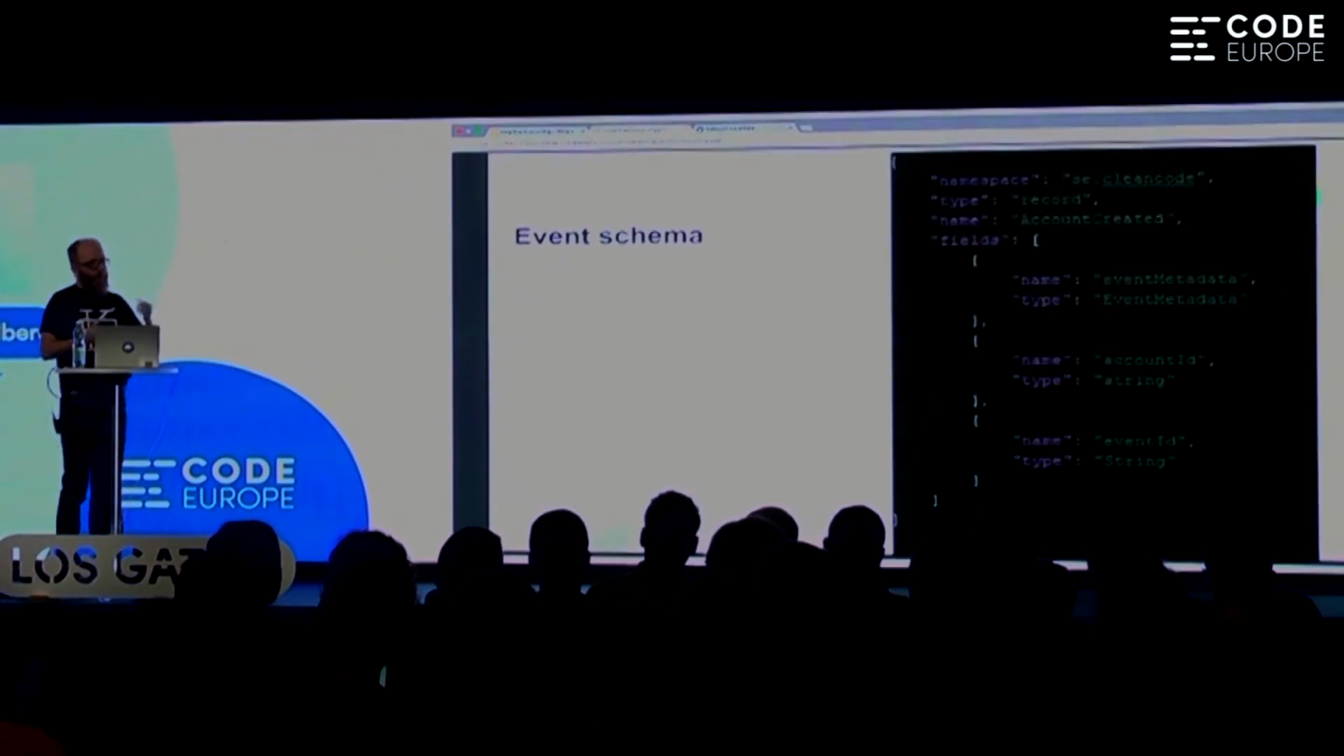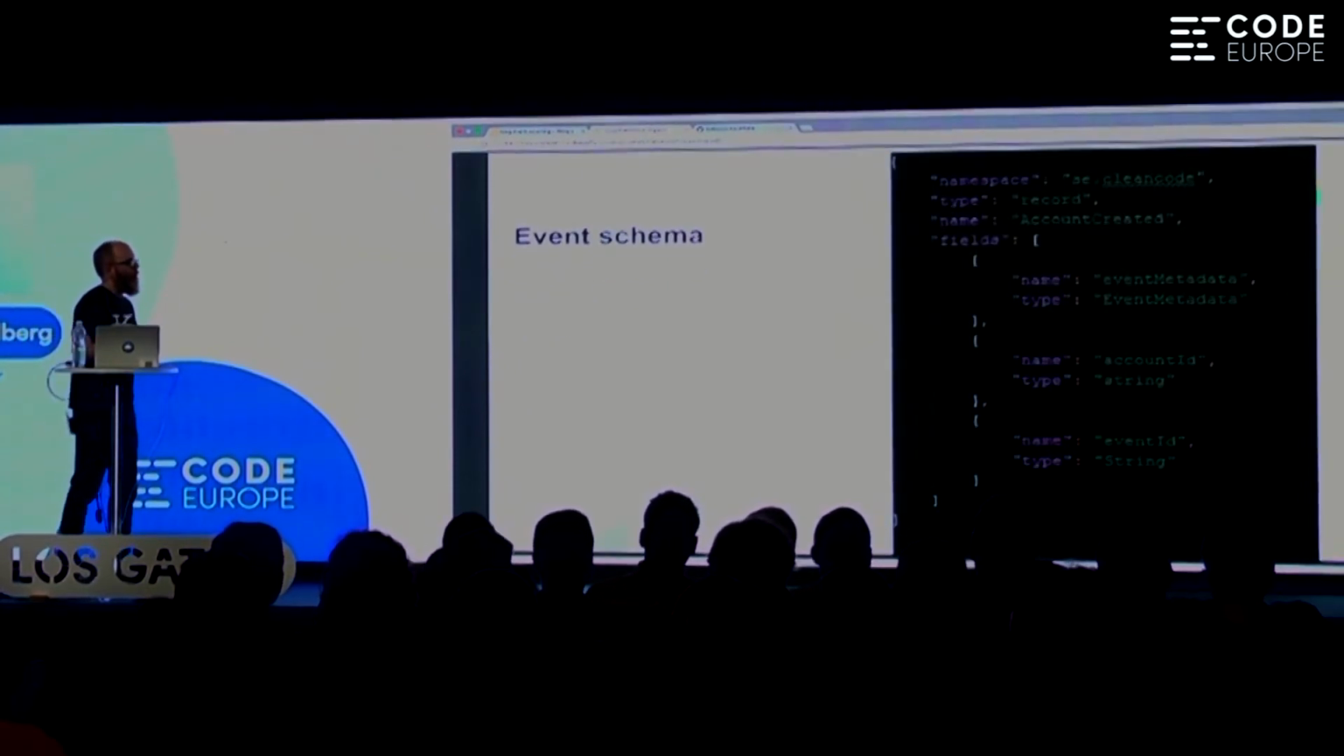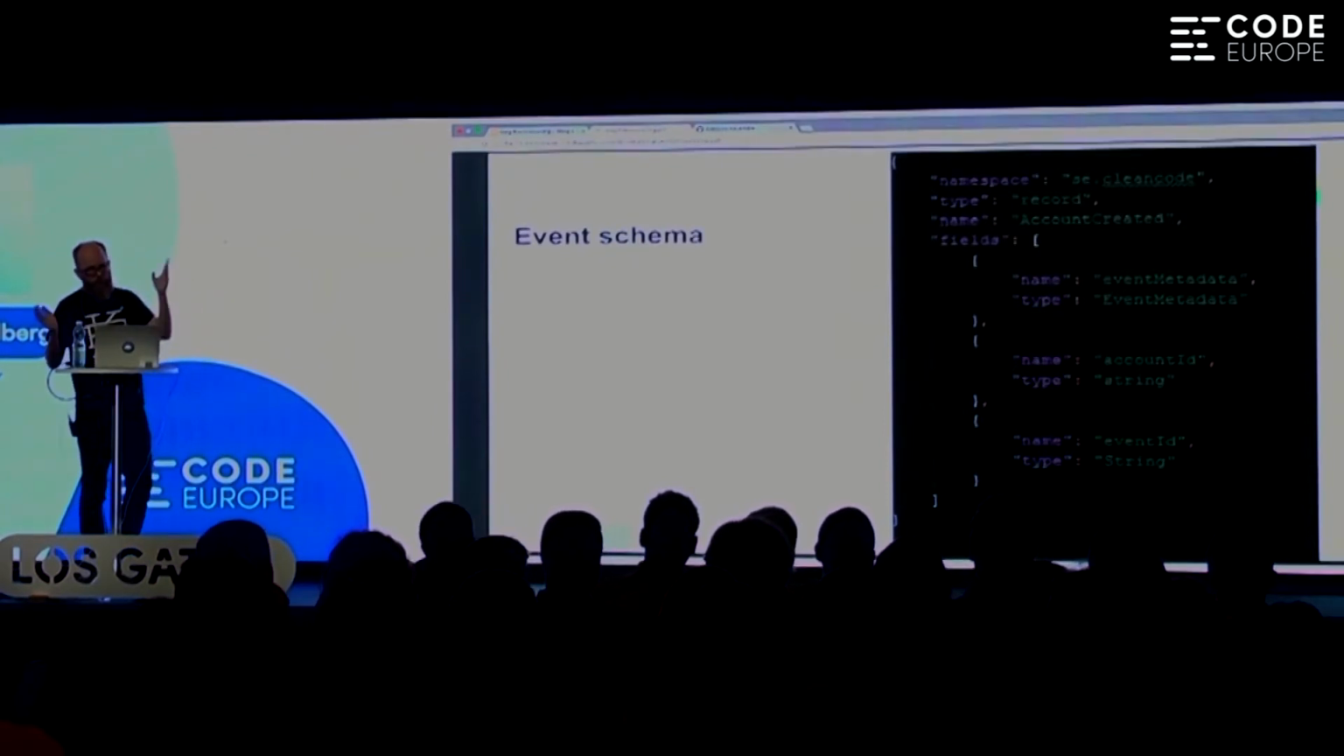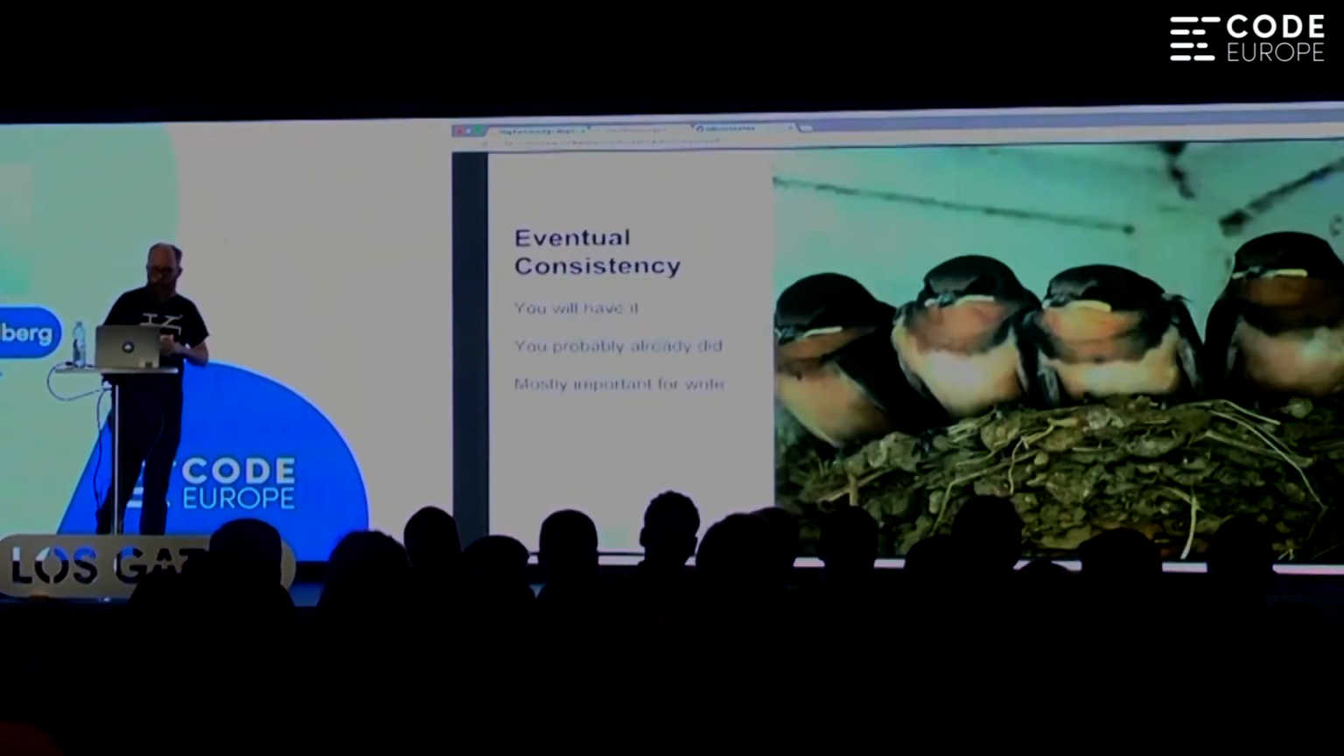Yeah. This is how an event schema looks. If you can see it, it's just JSON. It's really fun.